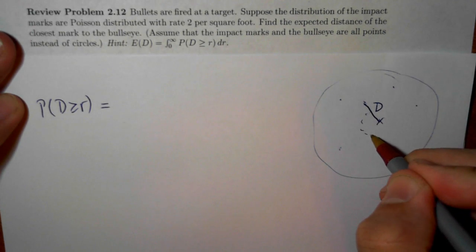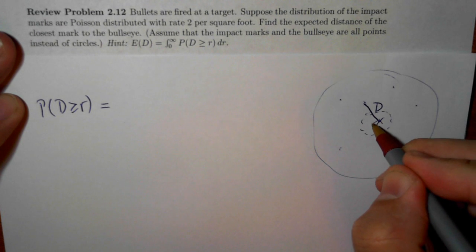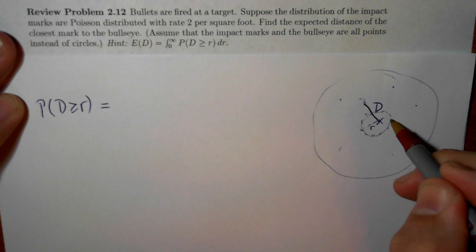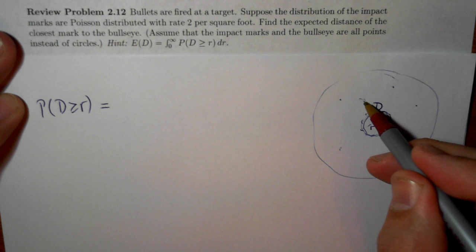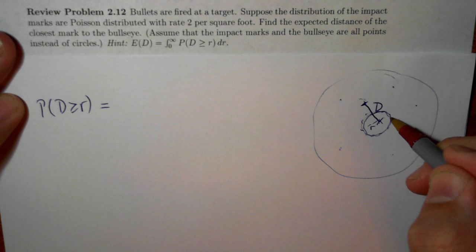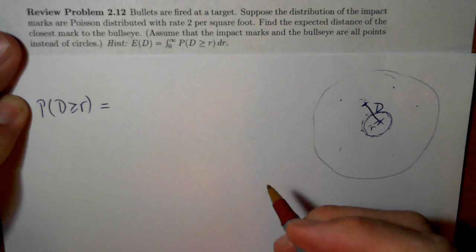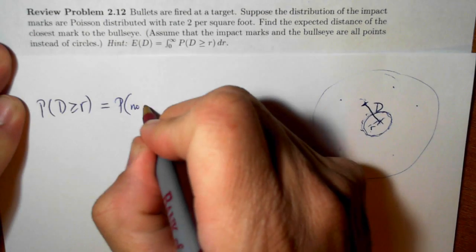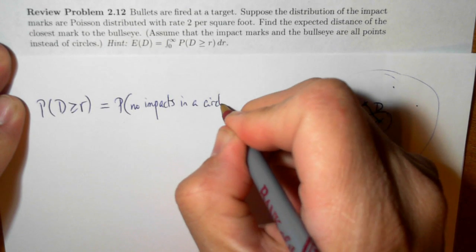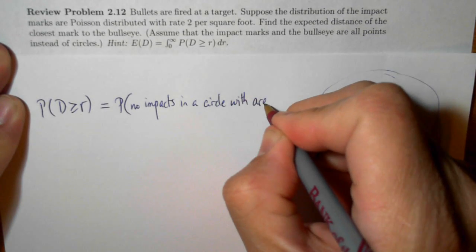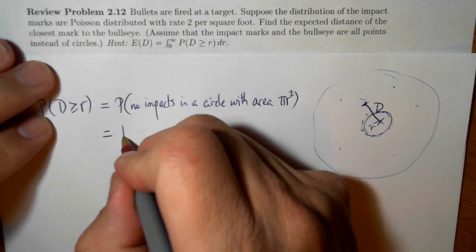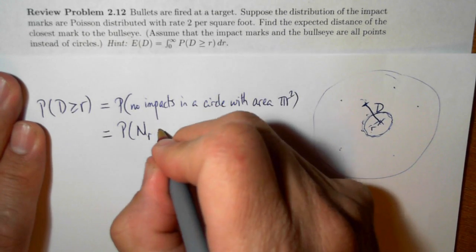Okay, now how does that happen? How is it possible that d is greater than or equal to r? Well, d is greater than or equal to r if there are no hits inside of this small circle. The closest hit mark is here. So if the closest mark is here, then inside of this smaller circle with radius r, there must be no hits. So that's the probability of no impacts in a circle with area pi r squared. So that's the probability that I have no impacts inside of this circle.